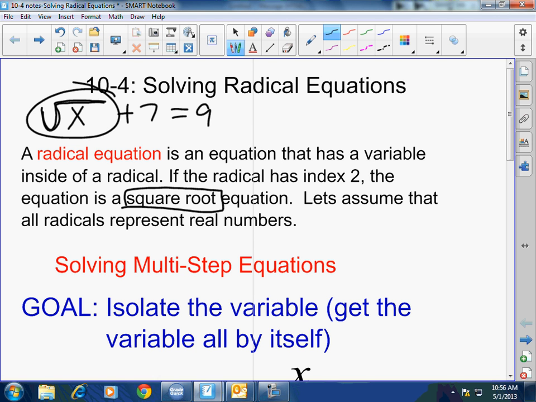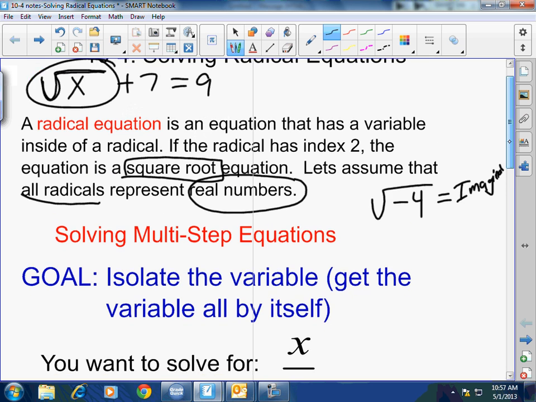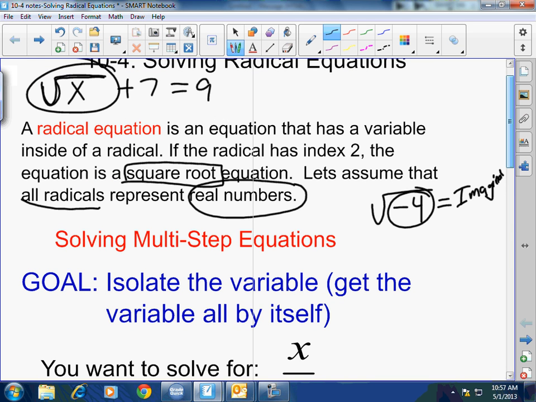Now, let's assume in this particular chapter that all the radicals are real numbers. Let's take a second to investigate that. A real number is a number that exists. What is an example of a non-real number? Well, something like the square root of -4. That would be an imaginary number, and it's imaginary because there are no two values that exist in this world that when multiplied together are going to give you -4.